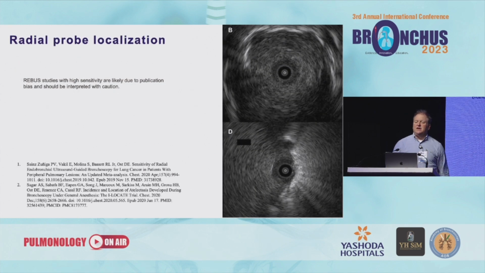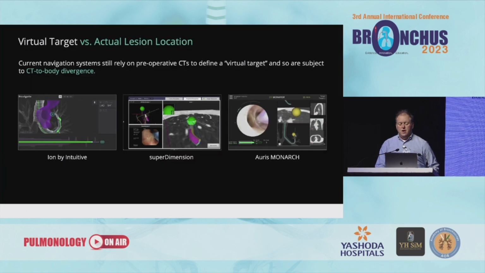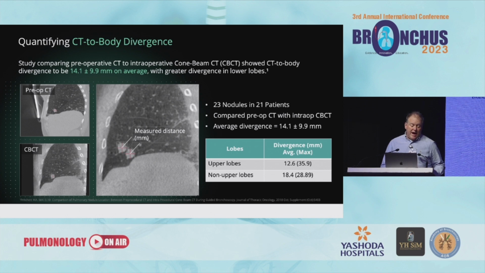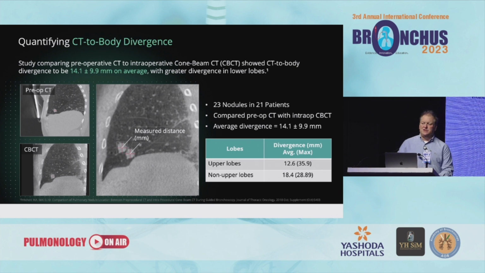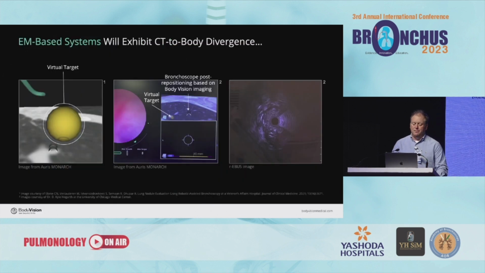And there's lots of other things that look like lung lesions. So you can biopsy that, but it's going to be atelectasis. You can biopsy that, but it's going to be hemorrhage. Seeing a rebus sign doesn't automatically mean you're in the lesion. So that whole problem of virtual target versus actual target cuts across all platforms. And it's massive, and it's worse in the lower lobes. The non-upper lobe area is 18 millimeters on average. That is a significant degree of divergence depending on the lesion size you're biopsying.